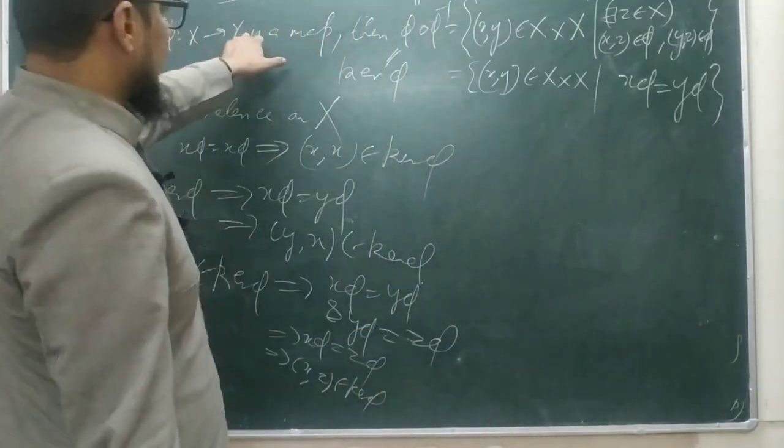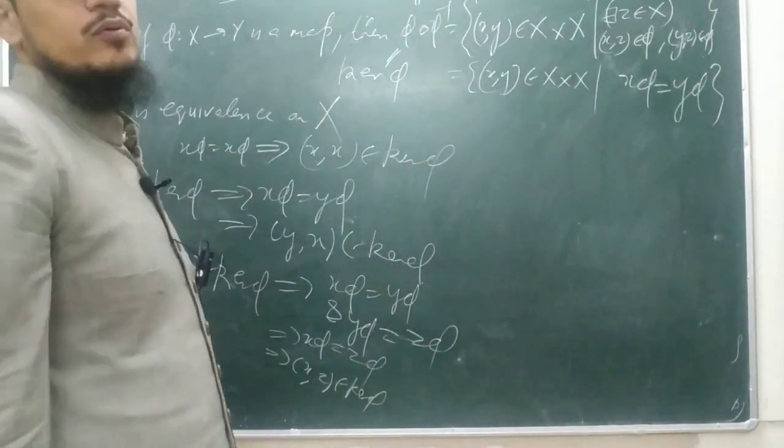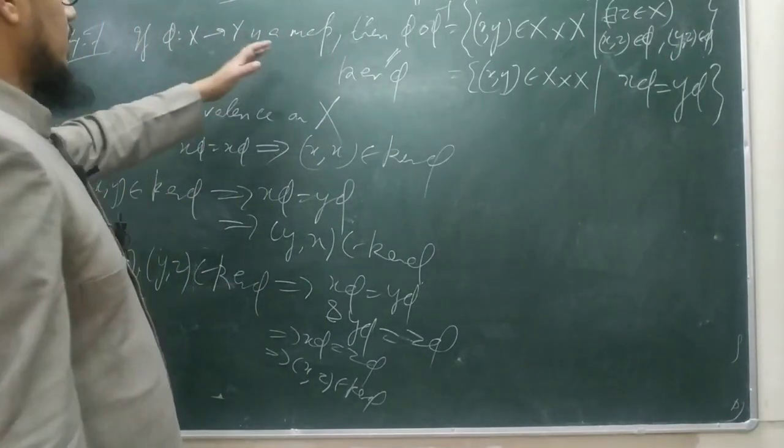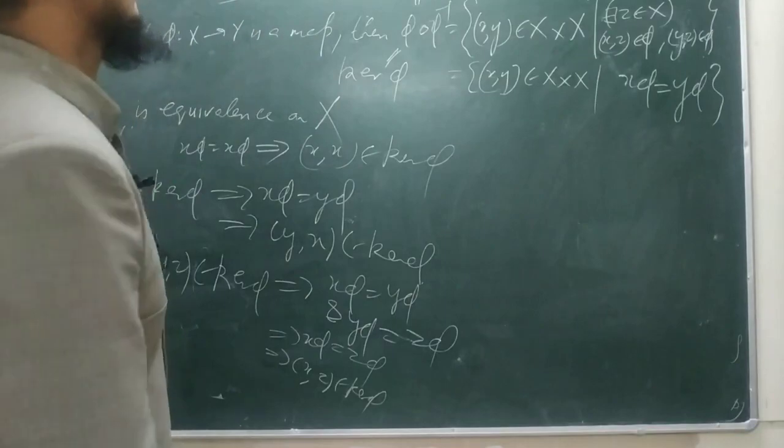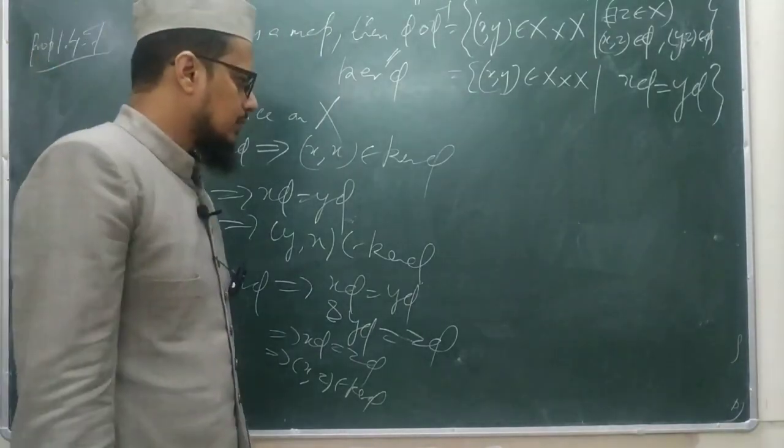But phi should be what? It should be a map. They have already told that phi is a map from X to Y. Then this is true. So this is all about today's lecture.